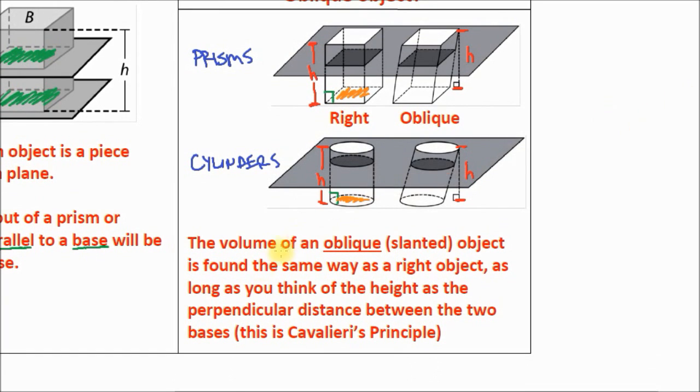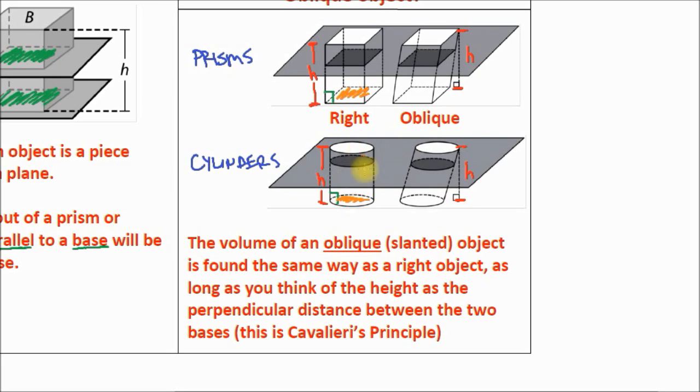So here's your text to write down. The volume of an oblique or slanted object is found the same way as a right object, as long as you think of the height as the perpendicular distance between the two bases. This is known as Cavalieri's principle. I will show you an example of that in class so that it makes a little more sense to you. But it's kind of cool.